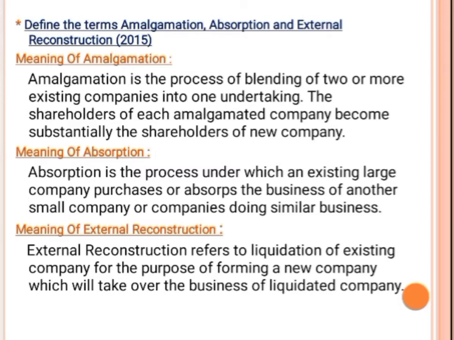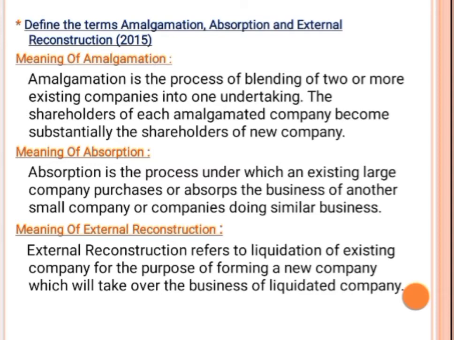Then coming to the second term, that is absorption. Absorption is the process under which an existing large company purchases or absorbs the business of another small company or companies doing similar business. So in case of absorption, there will be two companies, one which is a large company and the second one which is a smaller company. Here, the larger company will absorb or take over the business of the smaller company. Both will be in similar business. So that is the case of absorption.